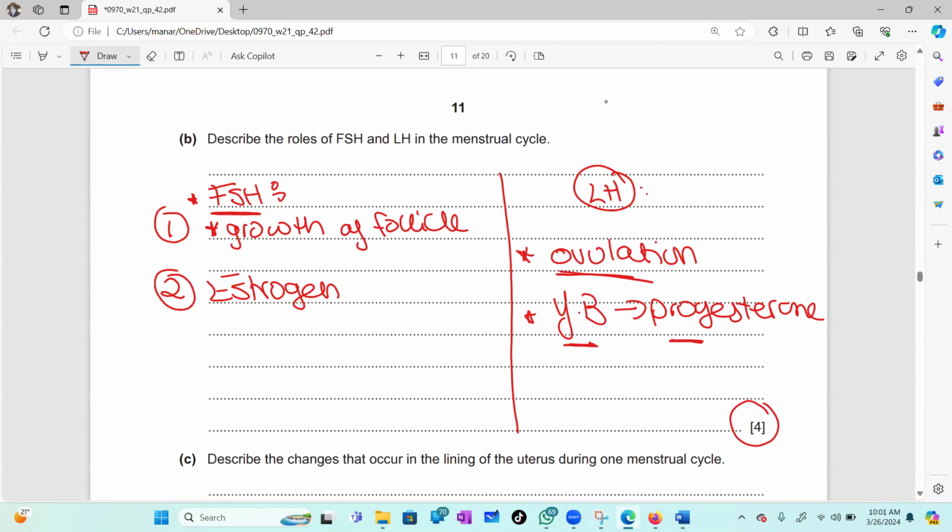So again, 95% of you took 2 out of 4 in this question because you gave me only one function for the follicle stimulating hormone. You said it helps in the growth of the follicle, which is correct. And you gave me one function for the luteinizing hormone, which is ovulation, which is correct. I did not say it's wrong. But if this question was out of 2 marks, you would take 2 out of 2. This question is out of 4 marks. So you had to think of another piece of information concerning this and that hormone.